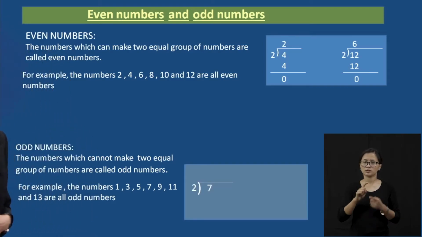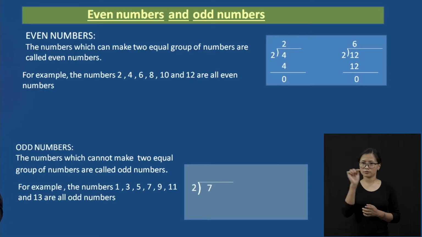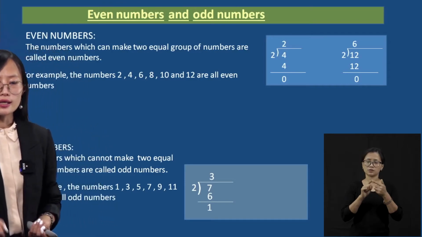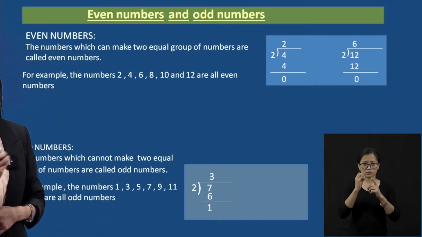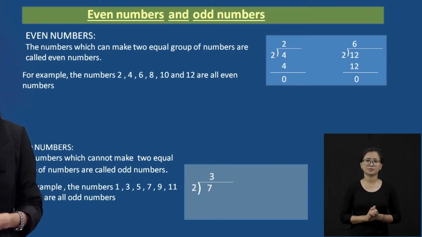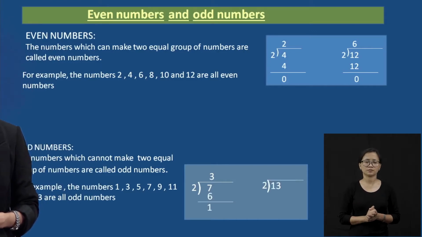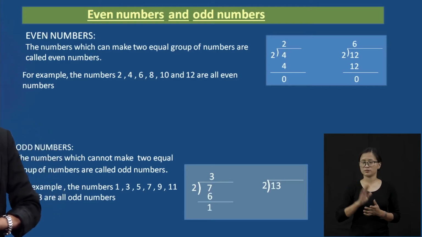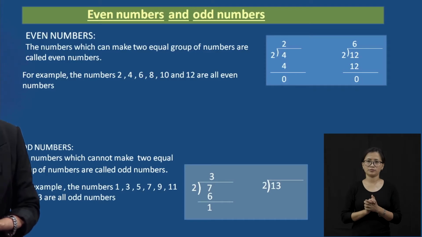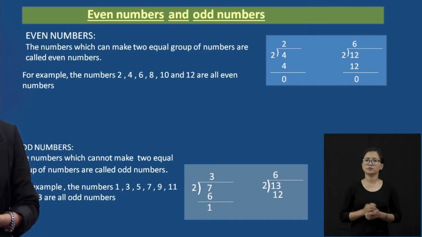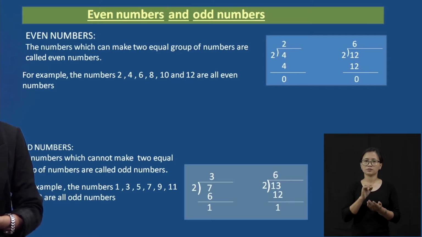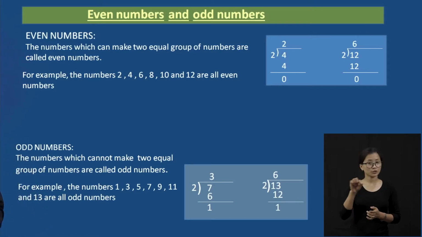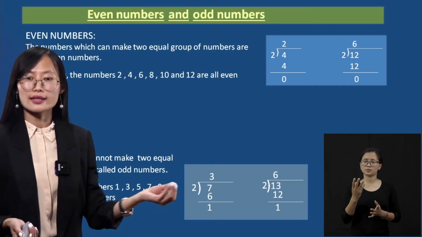So let's take an example of 7. Let's divide by 2. So 2 into 3 is 6. You subtract it, you get a remainder 1. So it is not divisible by 2, you are getting a remainder, which means this is an odd number. 7 is an odd number. Let's check 13. Let's divide 13 by 2. Again, 2 into 6 is 12. So you get a remainder 1 again. So you get a remainder, which means this is an odd number. So 13 is an odd number, 7 is an odd number, okay?